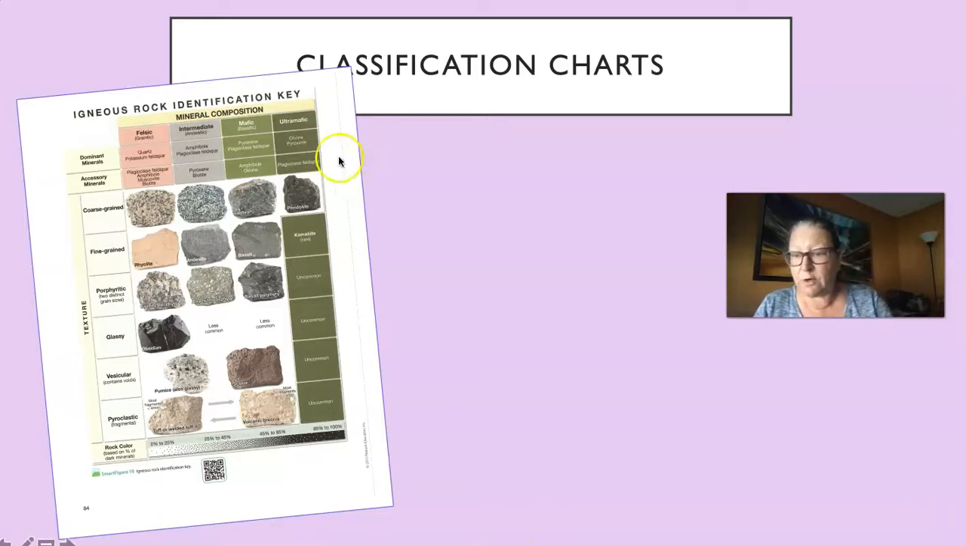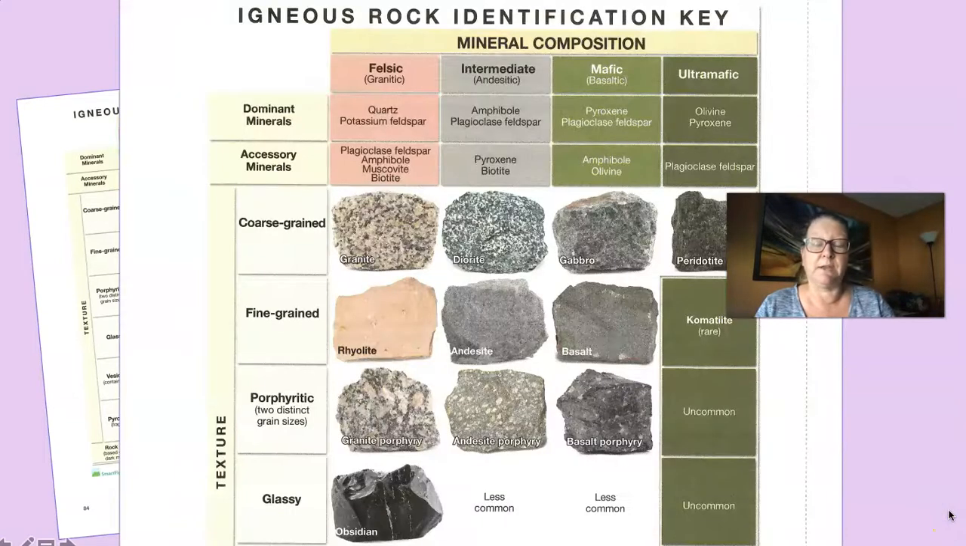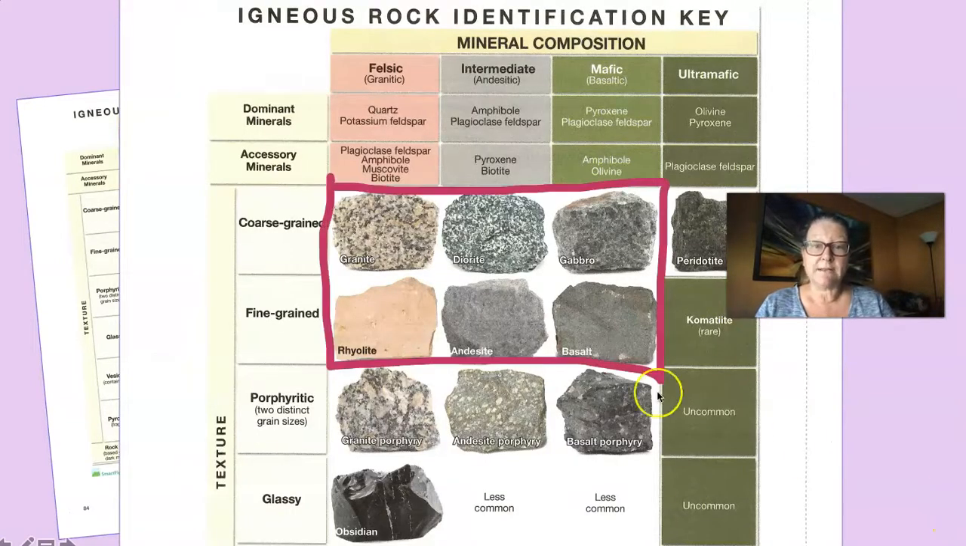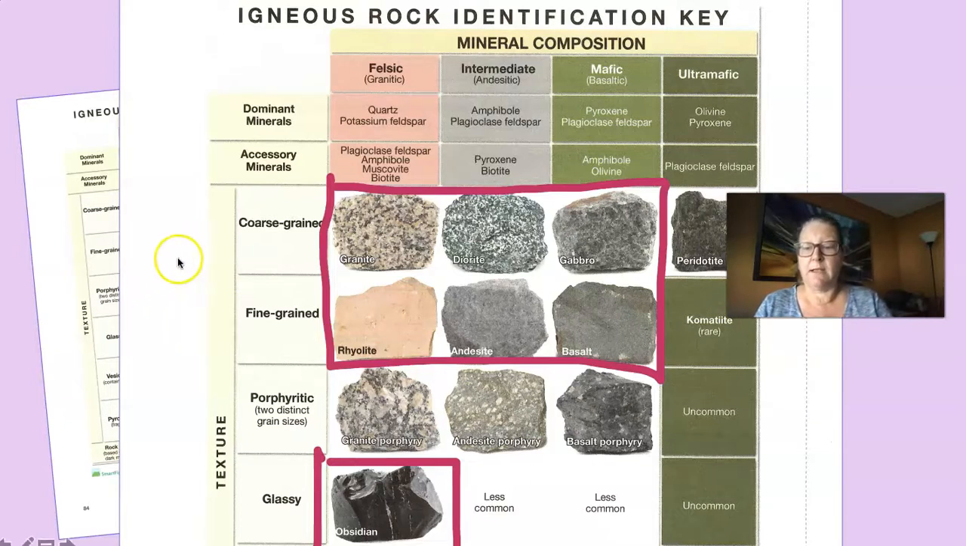So page 84 of your lab has the igneous identification key, and I'm going to blow up the top of it here. And the rocks that we're going to look at are listed here: granite, diorite, gabbro, rhyolite, andesite, basalt, and also obsidian. Now the charts will all have the following in common. In one direction, either rows or columns, you'll have the texture of the rock. And so in this case, it's going to be rows.